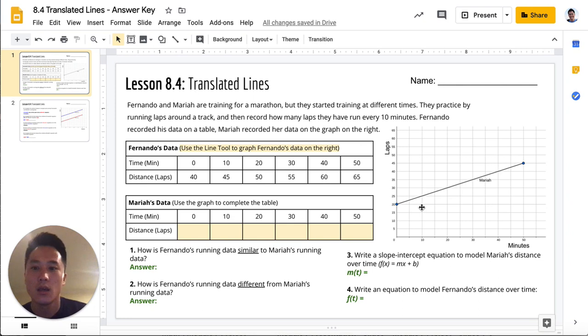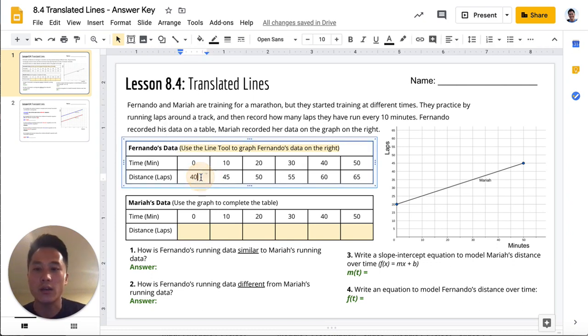Okay, so in the problem we have two runners, Fernando and Mariah, and we have information about how many laps they have run at different time intervals. Starting with Fernando, we want to graph his data on the right here. We know at 0 minutes he has 40 laps, and then he's running a certain number of laps every 10 minutes until he gets to 65 laps at 50 minutes.